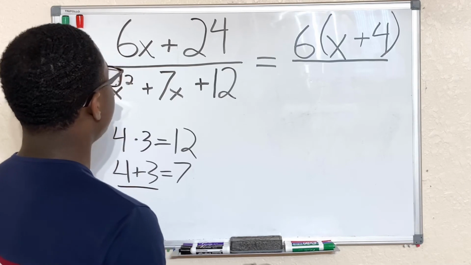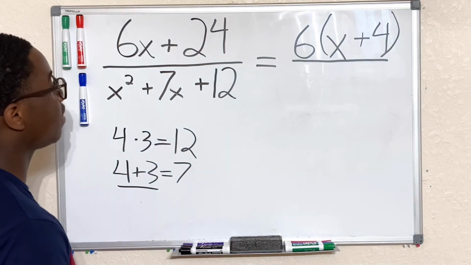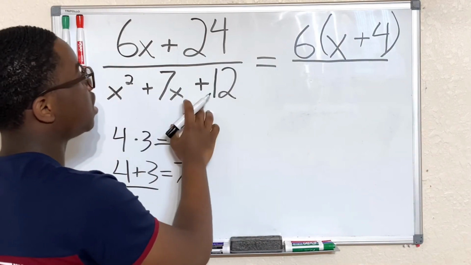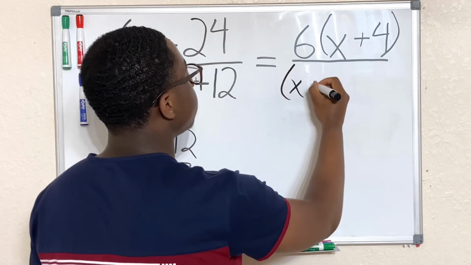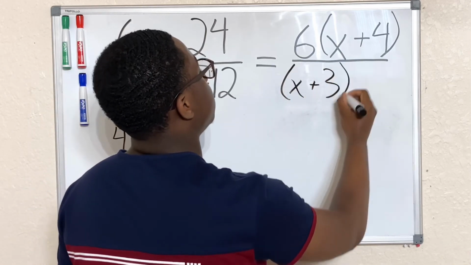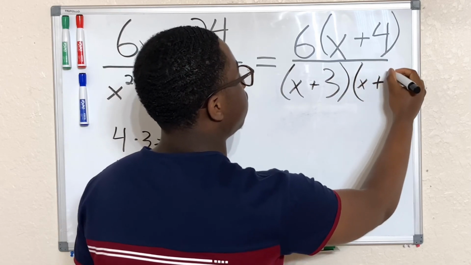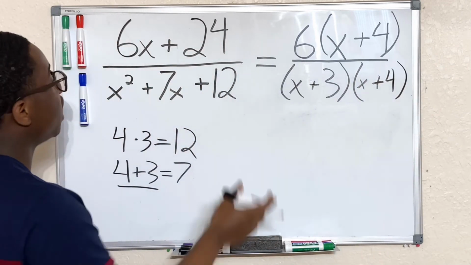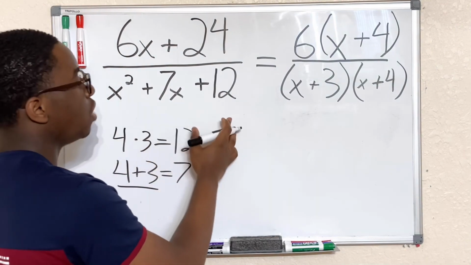Now that there are no leading coefficients, all that's left is putting it in its regular form. Because we have all plus signs, with time you'll know that this will just be x plus 3 times x plus 4. And that's the factored version of our trinomial, x squared plus 7x plus 12.